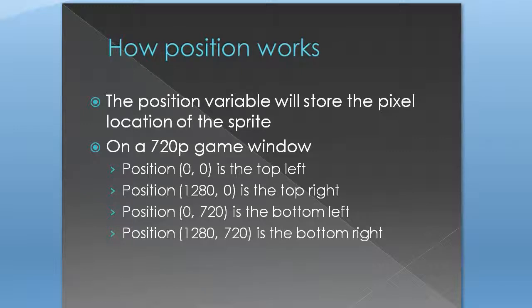How position works. The position variable will store the pixel location of the sprite. So referring to a 720p game window, position 0, 0 will be the top left. Position 1280, 0 will be the top right. Position 0, 720 will be the bottom left. And position 1280, 720 is the bottom right.